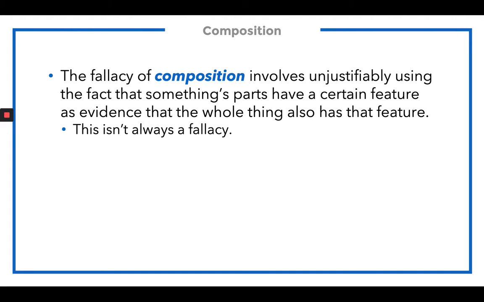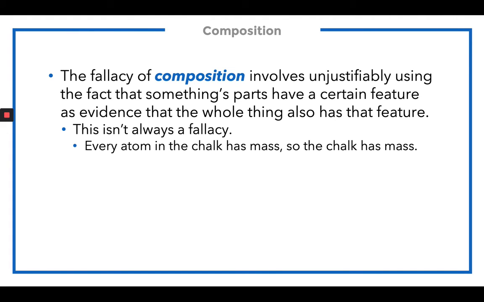Note that this isn't always a fallacy. So if I said something like, every atom in the chalk has mass, therefore the chalk has mass, that wouldn't be a fallacy because it's true. Every atom in the chalk has mass, and that every atom in the thing has mass is going to guarantee that the thing itself has mass.